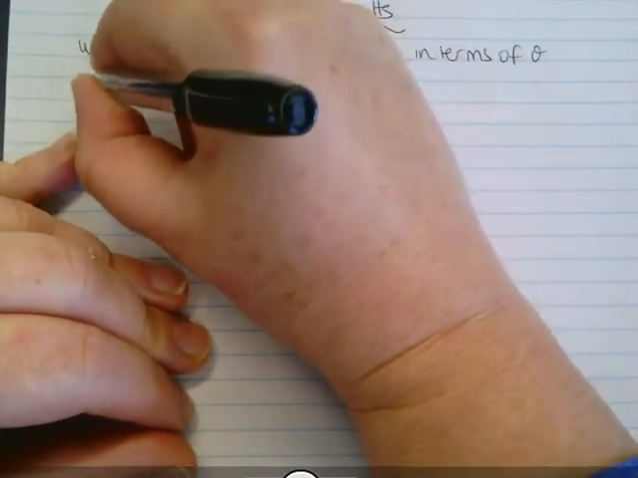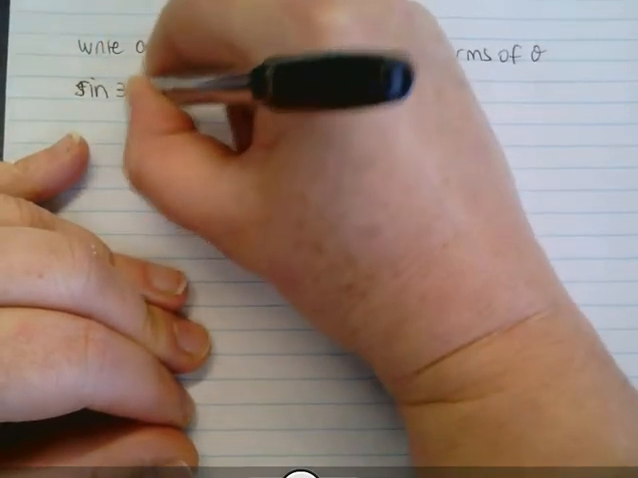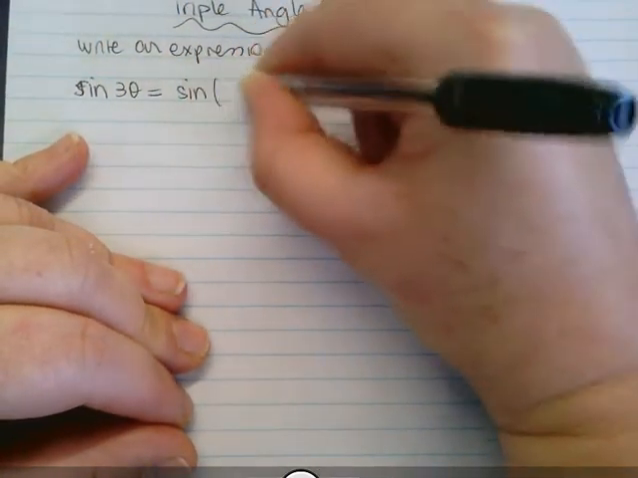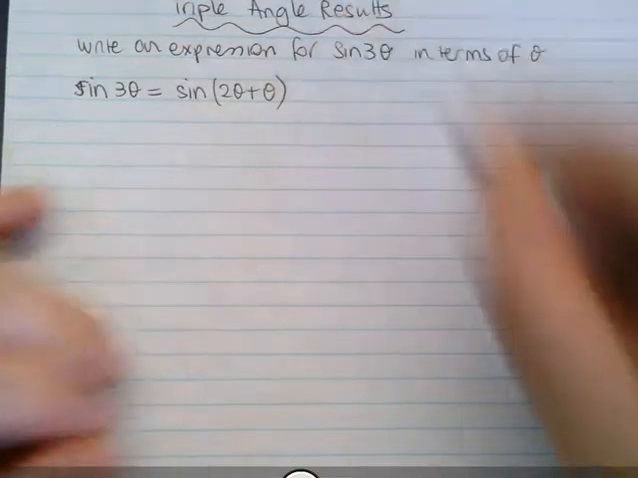So we will start with taking sine 3 theta is the same as sine of 2 theta plus theta, or you could write it as theta plus 2 theta, it wouldn't matter. We're going to do the normal sums and differences expansion, and then we're going to do the double angle result expansion.